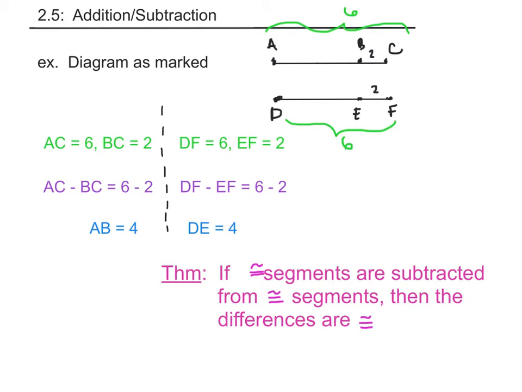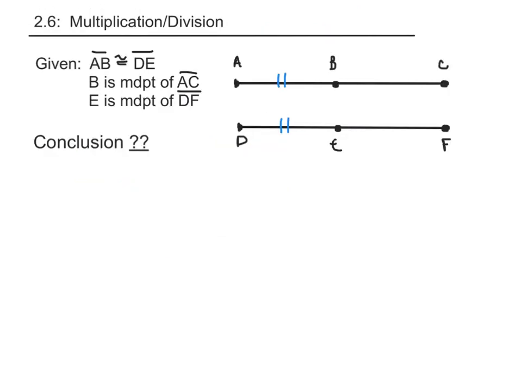Since the 6's were congruent and the 2's were congruent, the differences are congruent when I subtract them. Done. Okay, let's switch into section 2.6. So 2.6 deals with multiplication and division. At first, I think it's a little confusing for kids trying to distinguish between addition, subtraction, and multiplication, division.